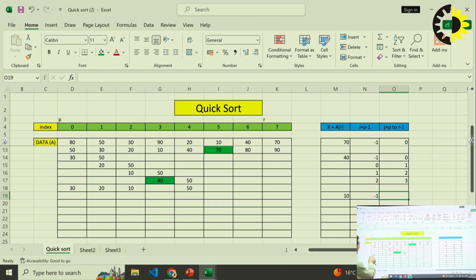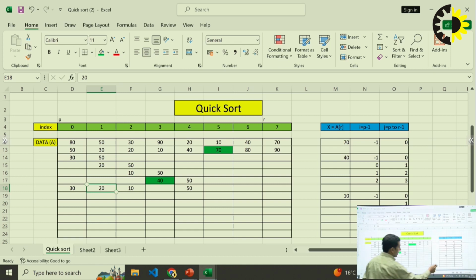P means 0, R minus 1 means only one position, so the loop will execute two times, for 0 and for 1. So for 0, now execute. At the position indicated by j, that is 0, 30 is greater than 10. Then what to do? Simply increment j. And at the j position, 20 is also greater than 10. So what to do? Simply stop and come outside the loop.